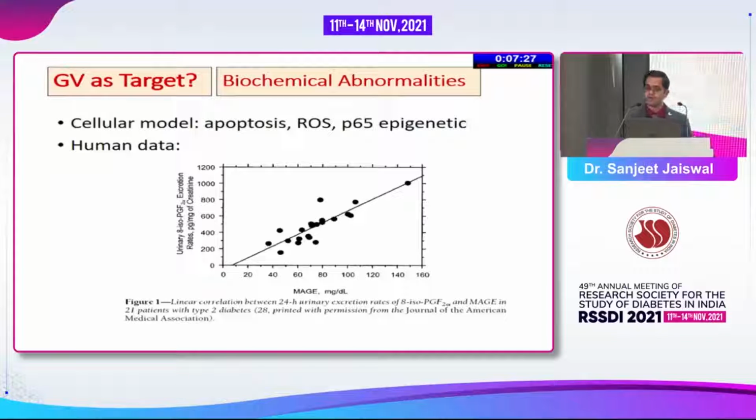So what are the links of glycemic variability with biochemical abnormalities? There are a few studies. A study which was published in 2008 has shown that in patients, as the glycemic variability increases, there is a risk of urinary excretion of inflammatory markers like isoprostane increasing significantly.